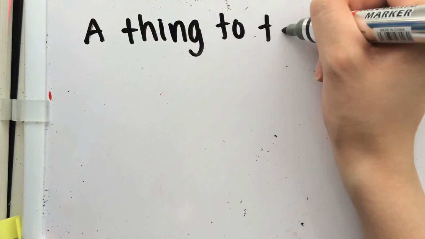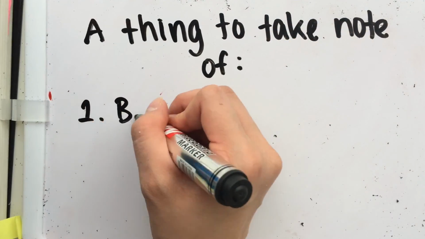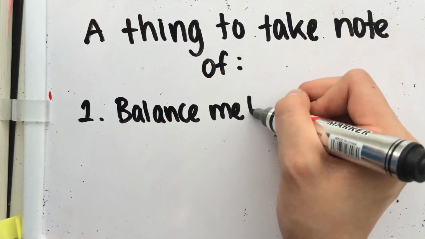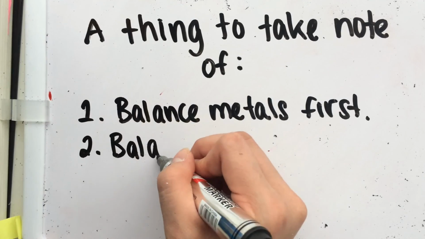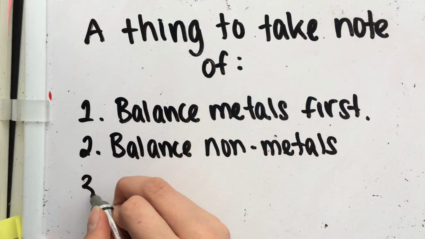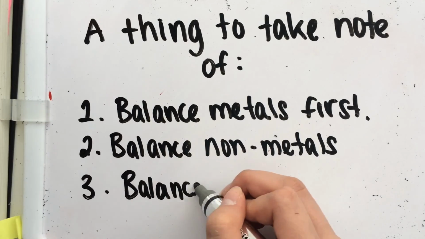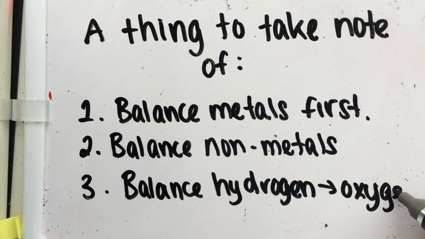One thing to take note of when balancing equations is that first we need to balance the metals, balance the nonmetals, and then balance the hydrogen and then the oxygen. And there you have it. You've mastered balancing equations.